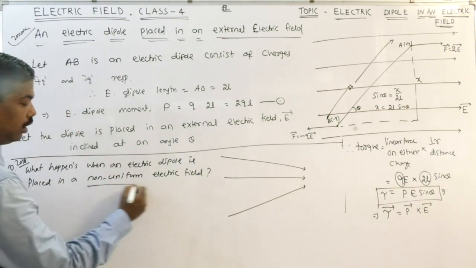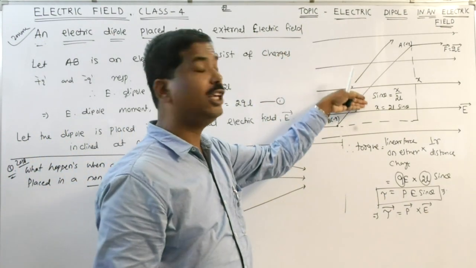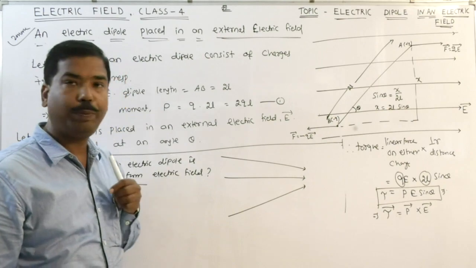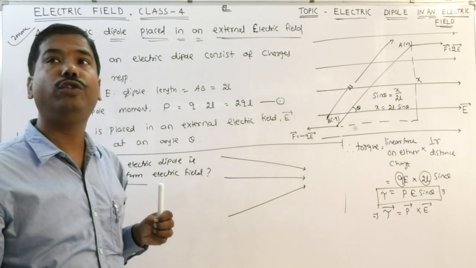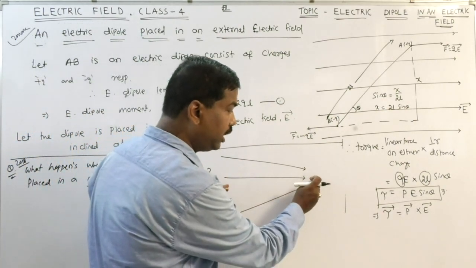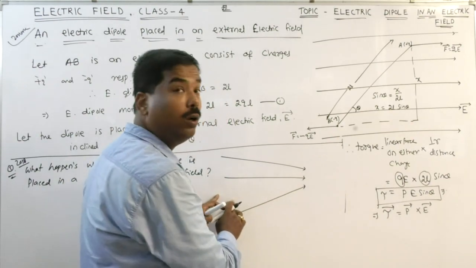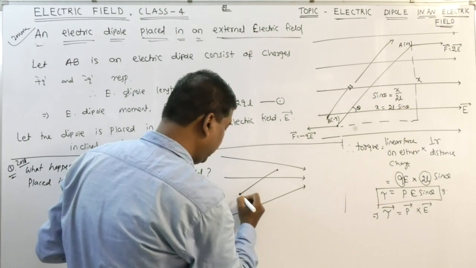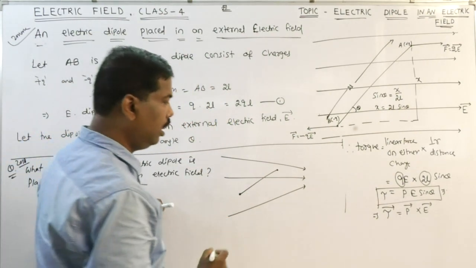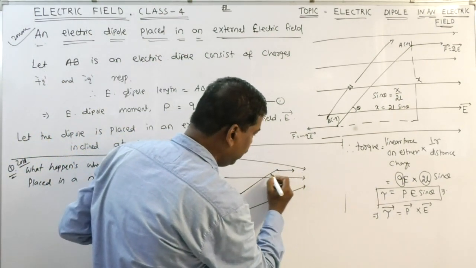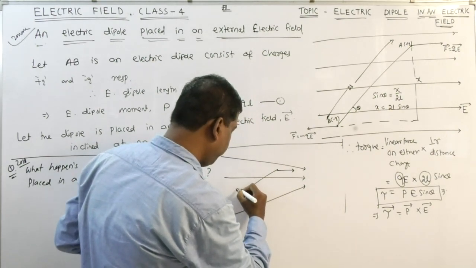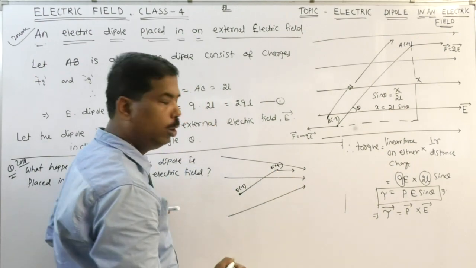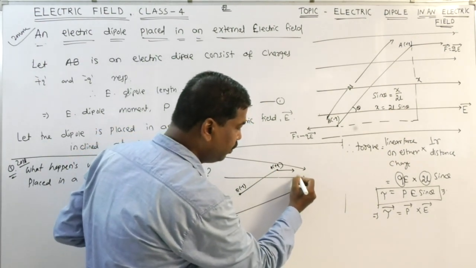Listen to me. Here, these lines are parallel and equidistant, so they represent a uniform electric field. Well, these lines are not parallel, so they represent a non-uniform electric field. It means the electric field at this point is not equal to that at this point. So if a dipole is placed in such a region, let it be B with minus Q charge and A with plus Q charge. Clear? So here the electric field is something else.